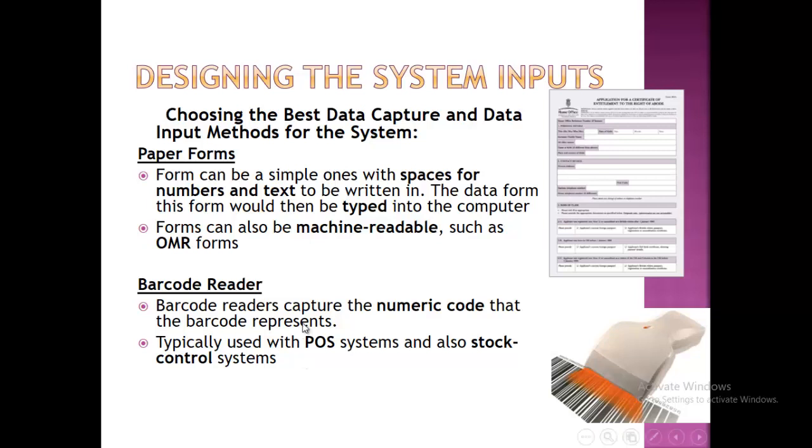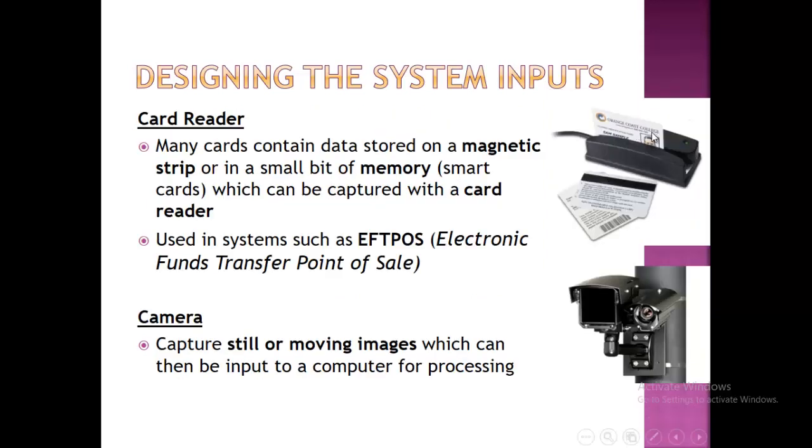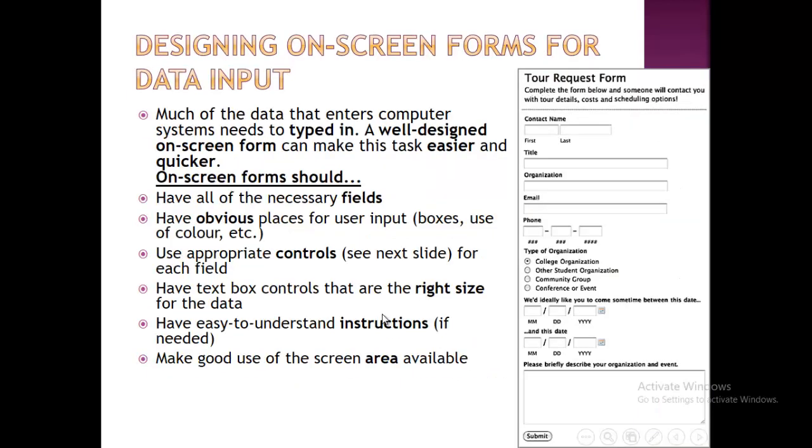Okay, barcode readers, OMR forms, machine readable, all different kinds of input methods. Card readers, so you've got your CPR, you can swipe that information on the card reader, the barcode, and it'll take that information and put it on your website. Electronic fund transfer, point of sale, different inputs, cameras, we all spoke about the different inputs. There's your on-screen form.